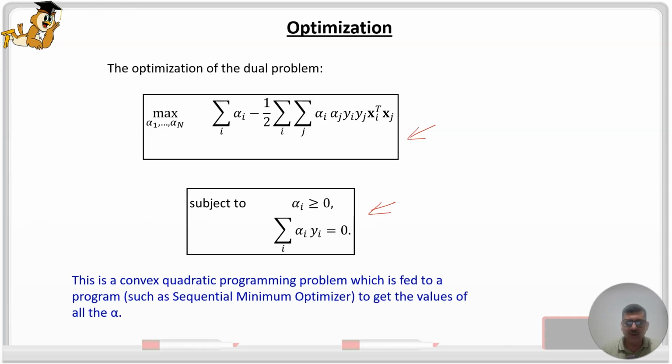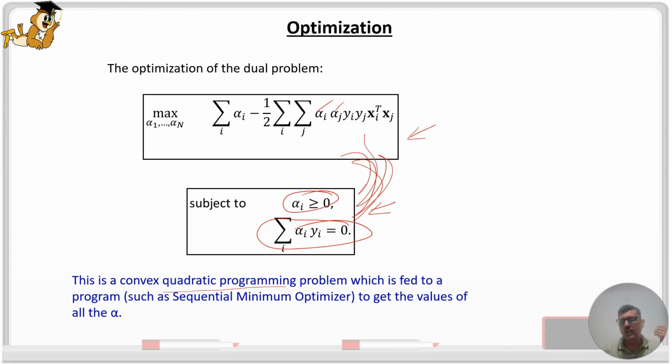Now this is a convex quadratic programming problem. It's quadratic because you have the products of two variables. You have alpha i, alpha j, you will have alpha i squares as well. So whenever there are multiples of two variables or their squares, it's called a quadratic programming problem, and these conditions are of course linear in the alphas. You are going to solve this problem to get the best alphas. Okay, now here alphas are your variables.